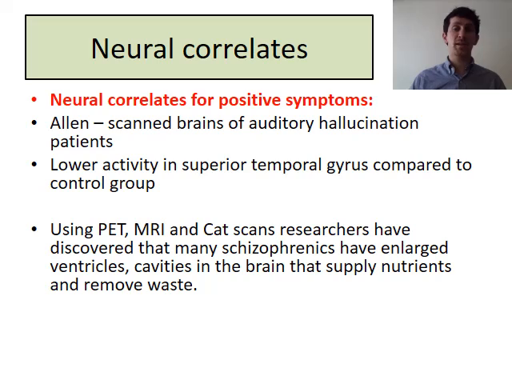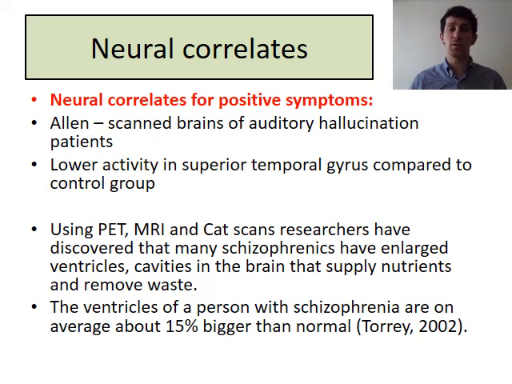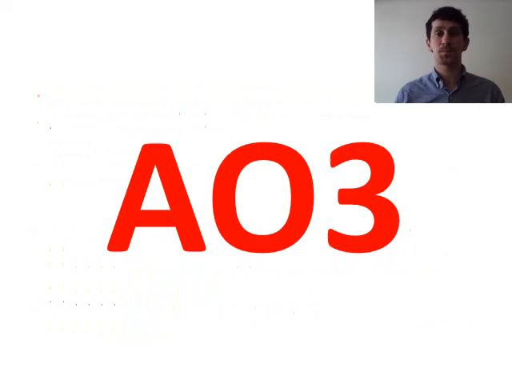And again, using PET scans, using MRI scans, using CAT scans, researchers discovered loads of neural correlates for schizophrenics. And things such as the ventricles, or sort of holes in the brain at the most basic level, and the cavities in the brain, they have much larger ventricles and much larger cavities in their brain compared to control groups and normal individuals. For example, certain people have found that these cavities in the brain can be 15% larger in a schizophrenic patient than a normal individual.